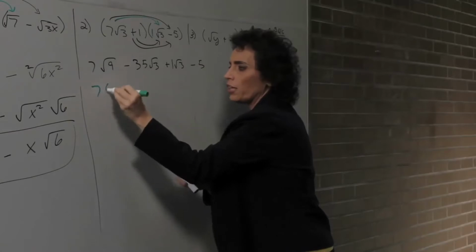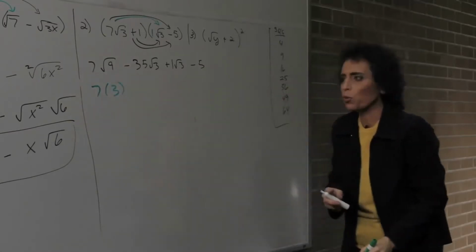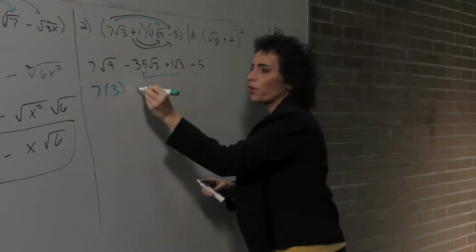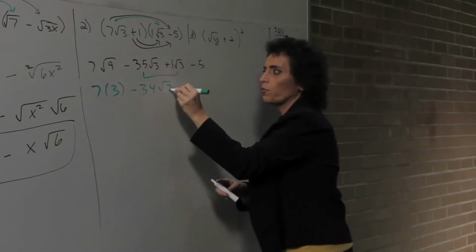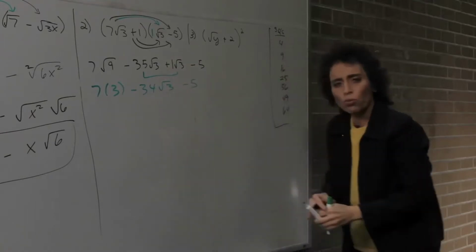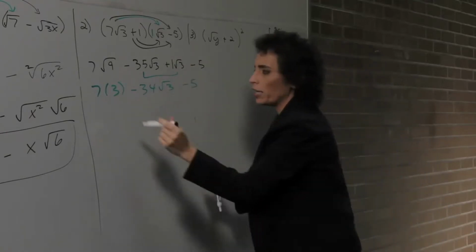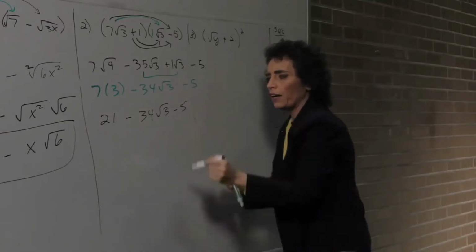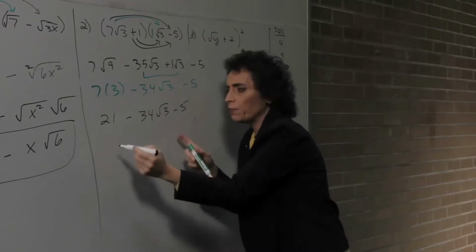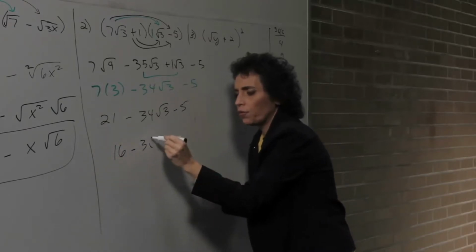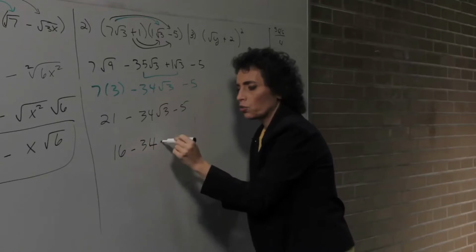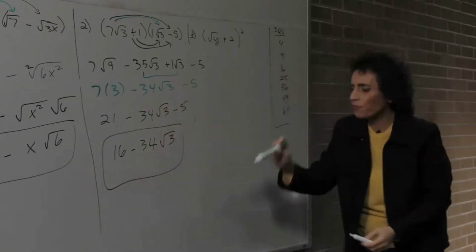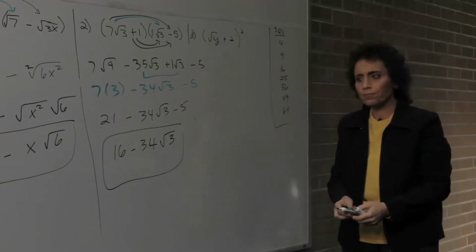So we have, watch this, this is 7 times 3, because square root of 9 is 3. These are like terms. I owe you 35, but I have 1 square root of 3, so I owe you 34 square root of 3's minus 5. I don't think I'm done. Watch what's going on here. 21 minus 34 square root of 3 minus 5. Now we have numbers. We can combine them. 16 minus 34 square root of 3. Cannot combine them. That does not have a square root of 3. I'm finally done there. Pretty cool?